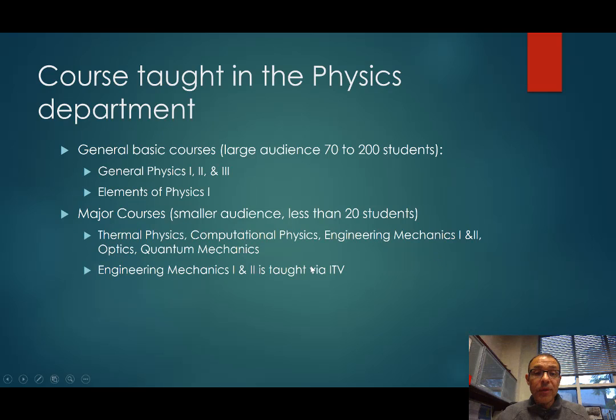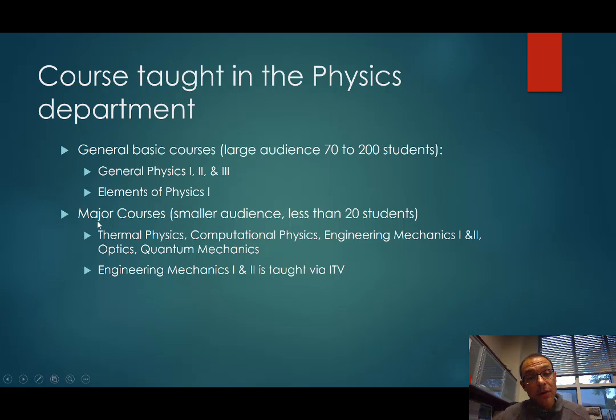Before we go into the details of my teaching, let me give you a brief overview of the courses in the physics department. Basically, we have two sets of courses. We have general basic courses. These are courses for large audiences, typically 80, 90, 100 students. The Elements of Physics 1 course that I'm teaching right now has two sections, and each one has 100 students.